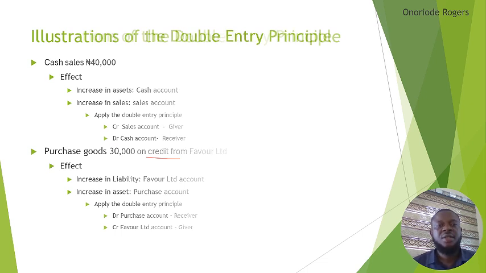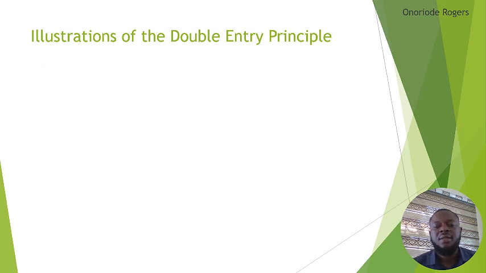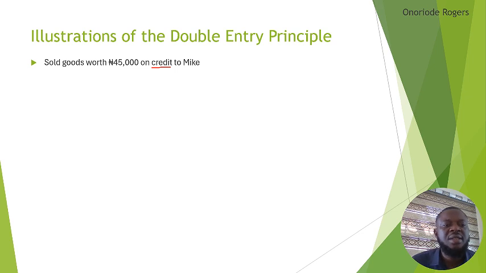Okay, let's consider more examples on the voluntary principle. So, goods worth 45,000 naira on credit to Mike. Take note, on credit. So definitely this transaction is going to go through the day book, not the cash book. So goods worth 45,000. And first of all, we can see there that there is a sales and there is a Mike. There is no cash. There is a sales and there is a credit to Mike.